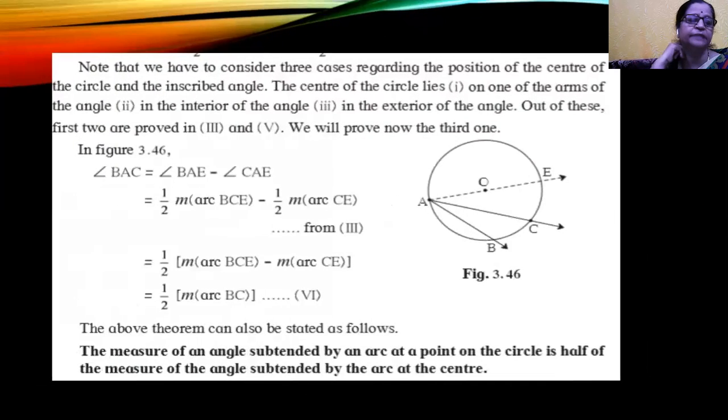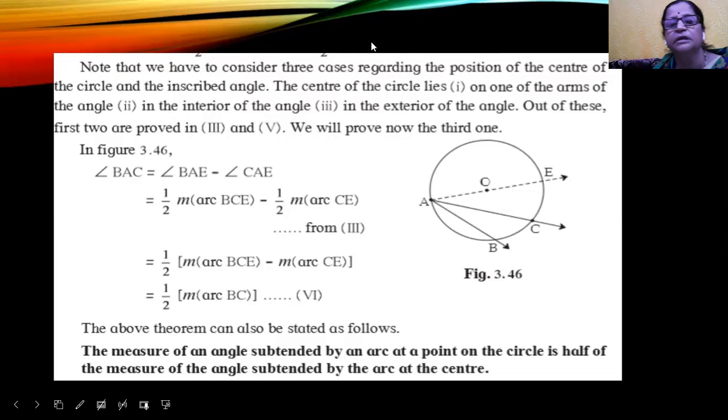Again, we are going to see that the center of the circle lies in one of three positions: first, on one of the arms of the angle; second, in the interior of the angle; third, in the exterior of the angle. Out of these, the first two we have proved. The third we will prove now. In this figure, angle BAC is equal to angle BAE minus angle CAE.